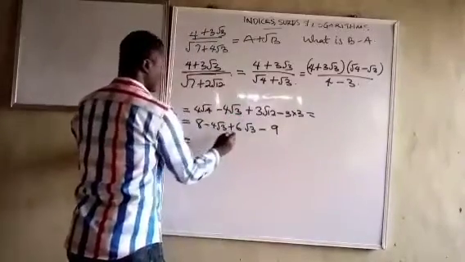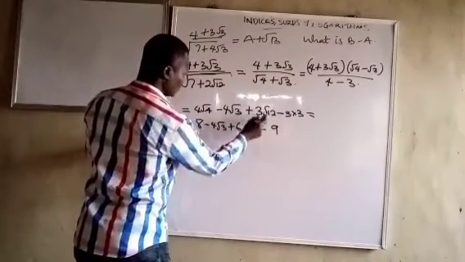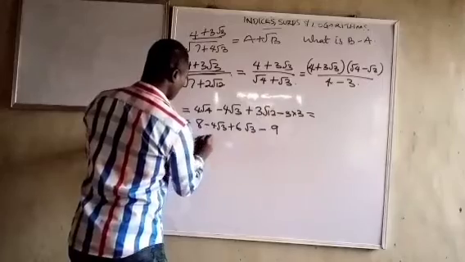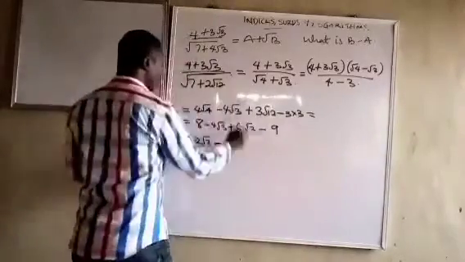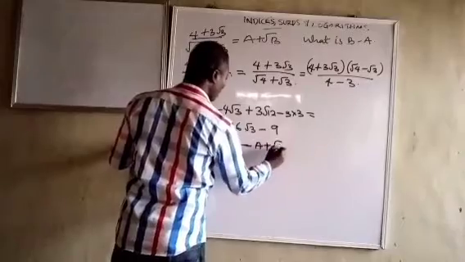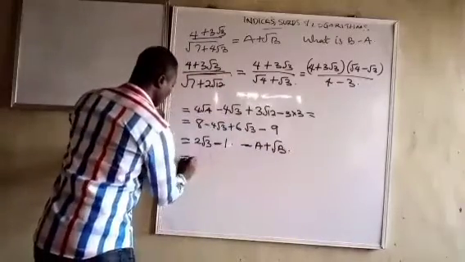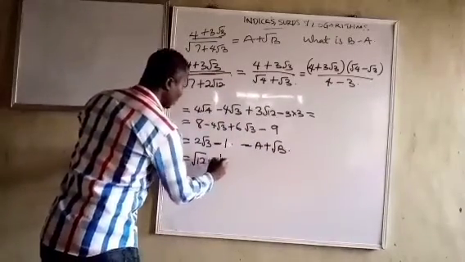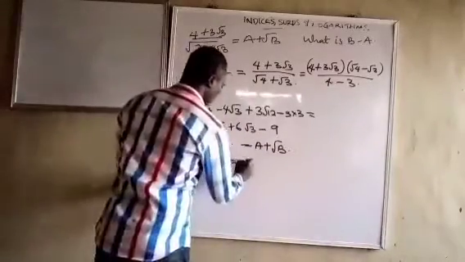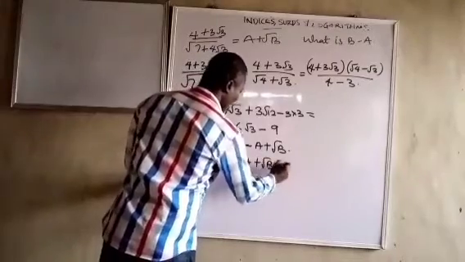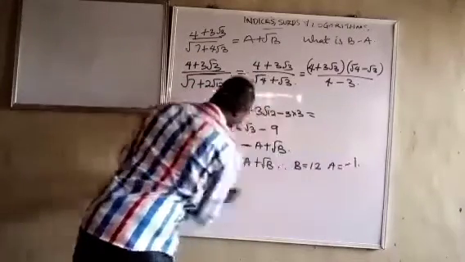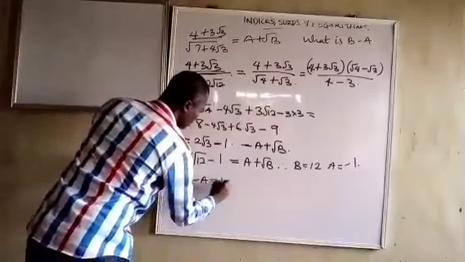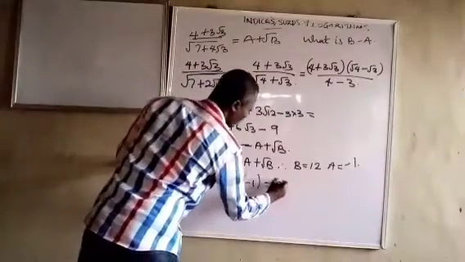And at the end of the day, this one gives us 2 root 3 minus 1. So, if we compare it to a plus root b, this one is still going to give us root of 12 minus 1 to be equal to a plus root b. Therefore, b equals 12, a equals minus 1. So, b minus a is equal to 12 minus 1, which equals 13.